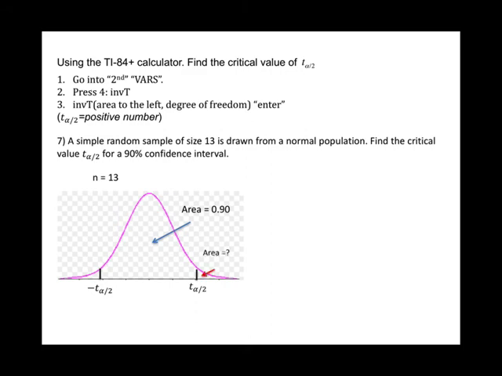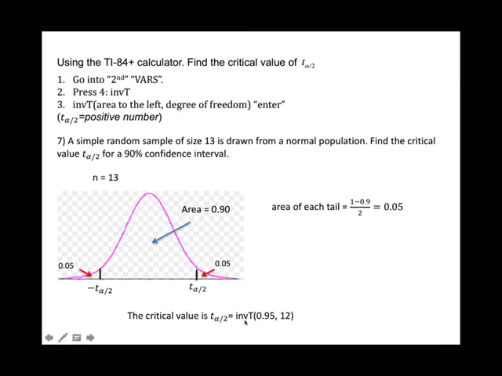Figure out what is the area on each tail. It's going to be 1 minus 0.90, divided by 2, which is going to be 0.05. Okay, exactly the same steps, just like examples 1 and 2. Now, what is the critical value? We'll be using the inverse T, area from the left. Again, find out the total area from the left.